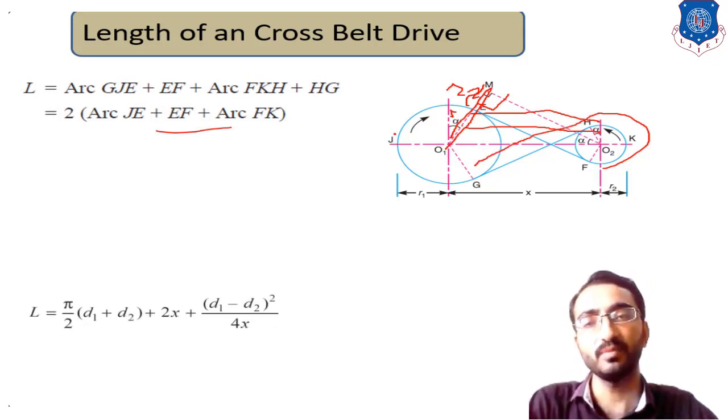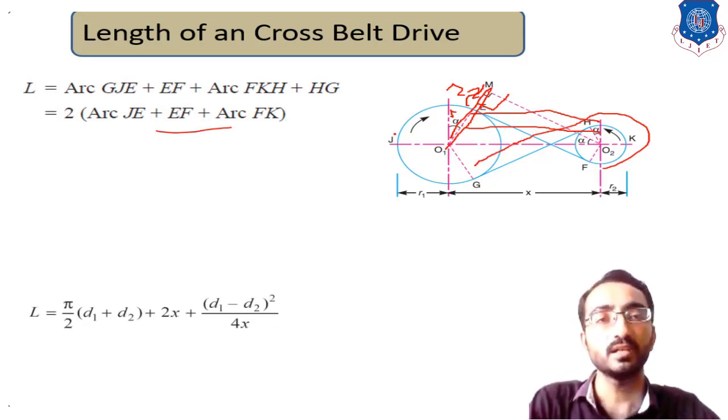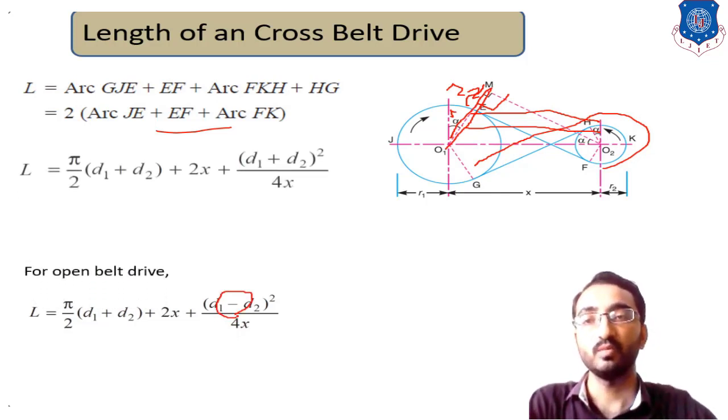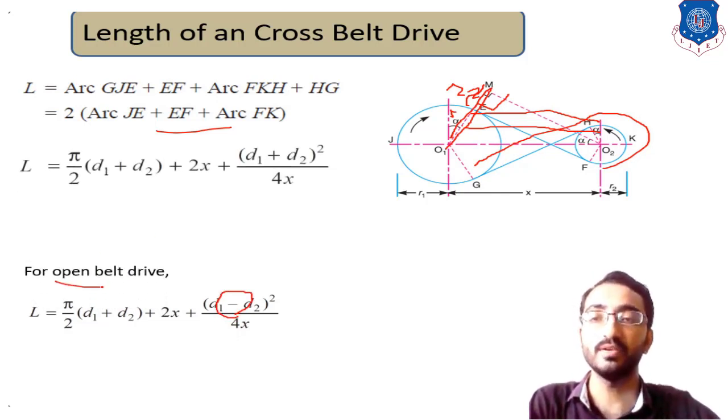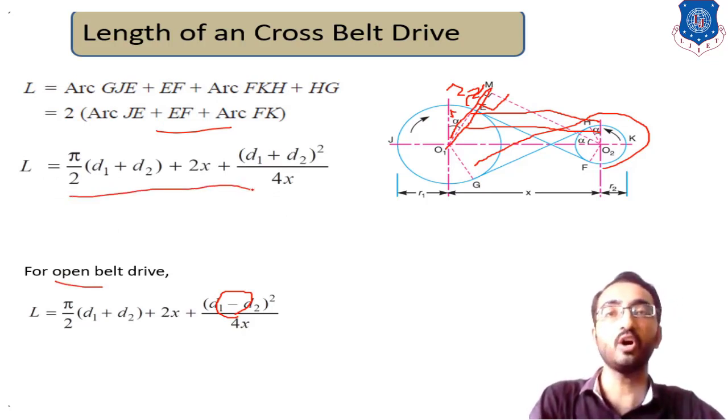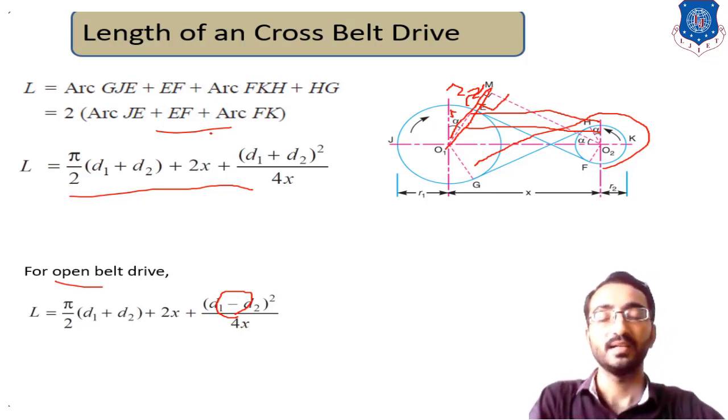Okay, so in this again you can take symmetrical. With comparison to open belt drive, here the final answer will give only one change: d1 minus d2 will be replaced with d1 plus d2. All other terms will be the same as we have derived in open belt drive. Okay, so this is the basic equation of length of cross belt drive. Okay, thank you.